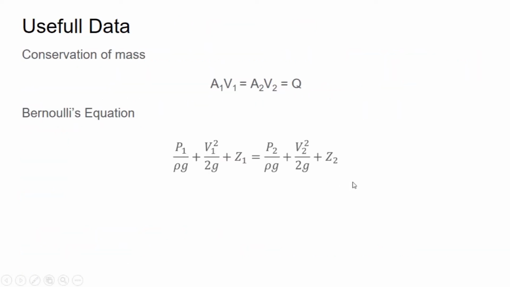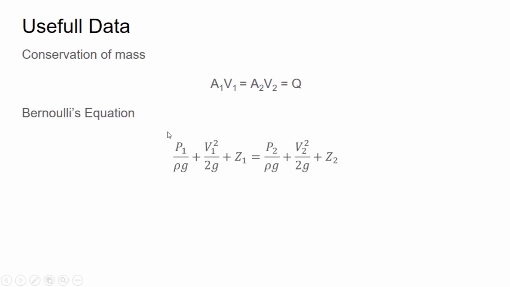The first one is the conservation of mass. For an incompressible flow, the product of area and velocity at the first section is equal to the area and velocity product in the second section. This product is called the volume flow rate. A1V1 equal to A2V2 equal to Q.